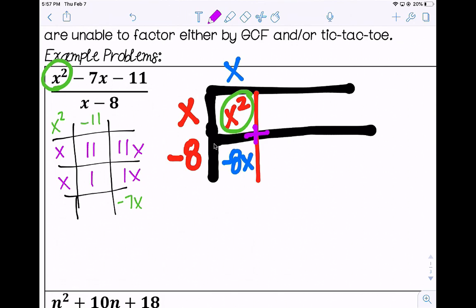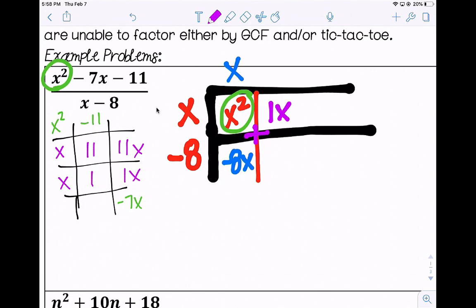Well, I know that negative 7 is just one number higher than negative 8. It's one number closer to 0. So I'm actually going to add 1x, or just x. So negative 8 plus 1 will give me negative 7.